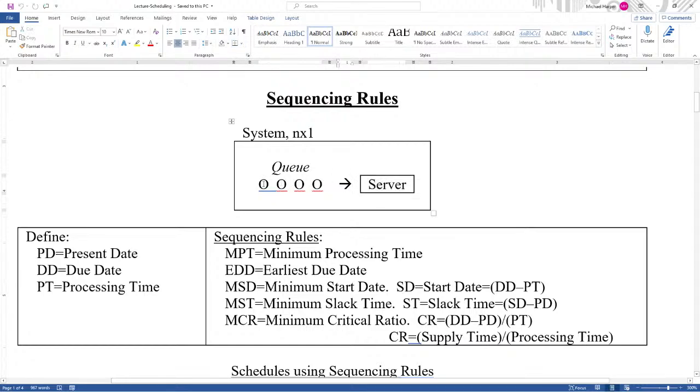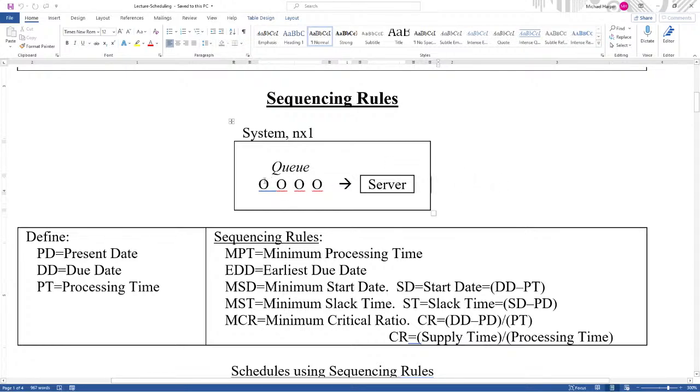As I said, this could be people waiting in line at the teller of a bank. These could be jobs waiting to be processed by a company. These could be calls coming into a switchboard. So a queuing system is you have entities arriving at the queuing system, entering the queue, and then being processed through the server and then leaving the system. Okay, so that's the setup.